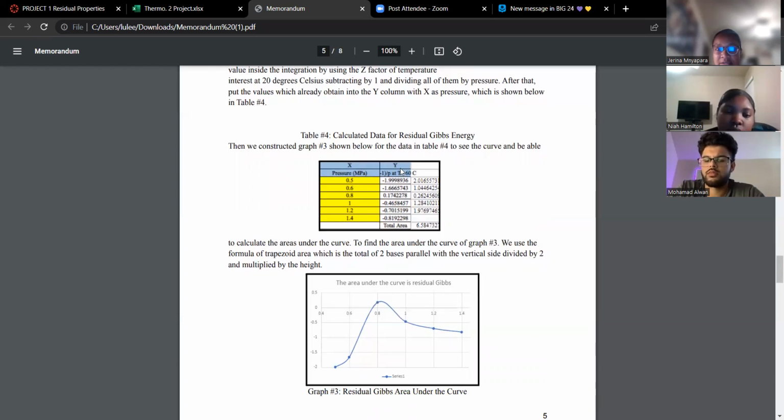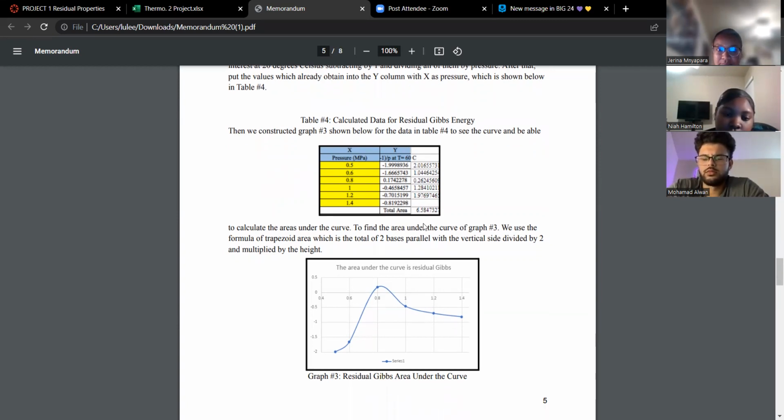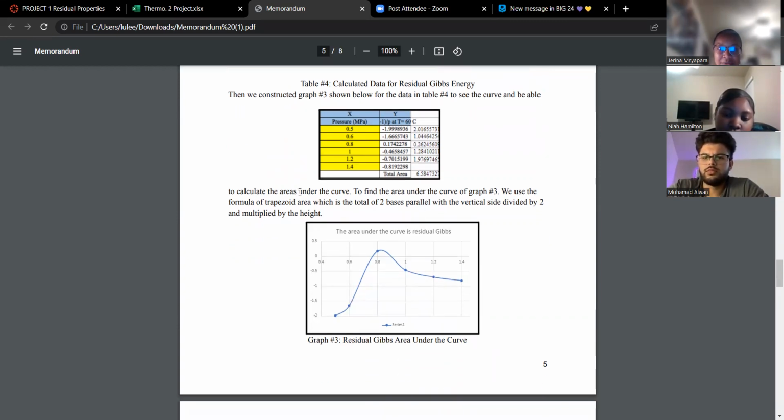So here we have our X and Y's and our temperature as well. Our pressure is at 0.5 megapascal. We calculated our residual Gibbs energy to be -0.199 continuously all the way down, and our total area to be 6.58. To conclude the calculation, we graphed our data to figure out the area under the curve.